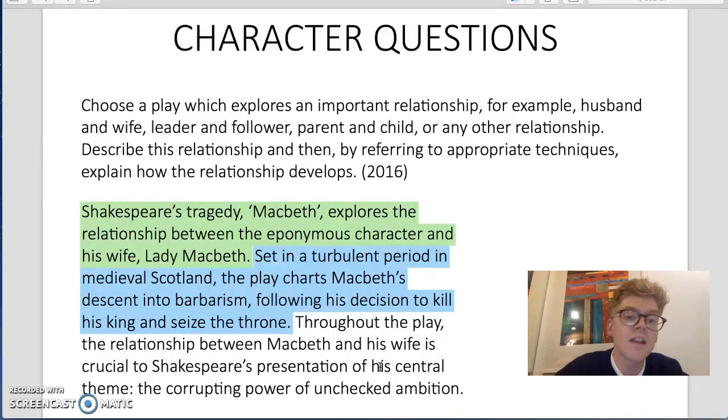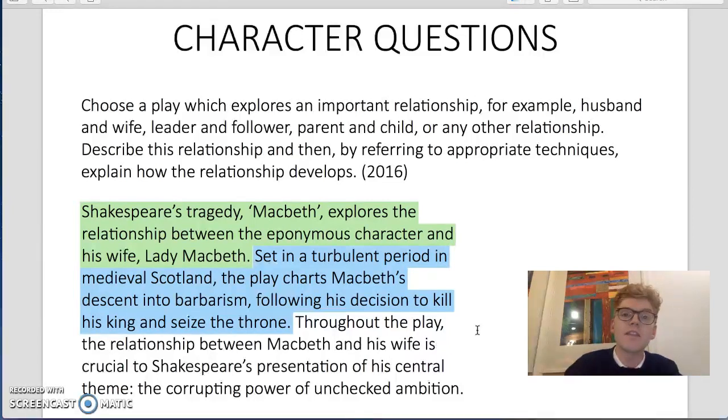So here's my sentence. Set in a turbulent period in medieval Scotland, the play charts Macbeth's descent into barbarism, another good word to learn for Macbeth, similar to brutality, following his decision to kill his king and seize the throne. Okay, so you see that one-sentence plot summary, we don't get into any kind of depth. It's almost like the blurb on the back of a book, in one sentence summarizing what this text is all about.